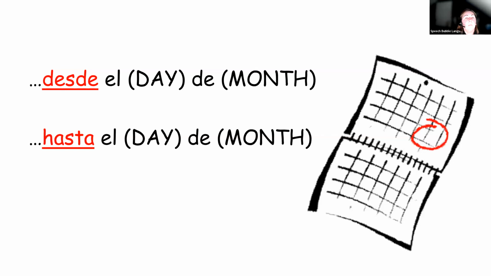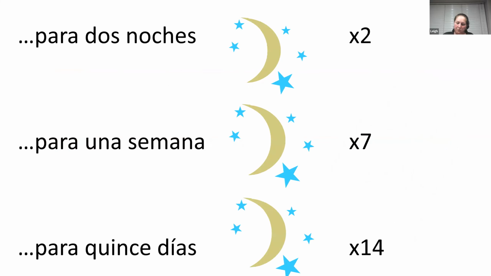You could say para 2 noches, or you could say hasta el día, whatever the day is. Desde el 14 de junio hasta el 15. That would just be one night, or you could just say para una noche, or para 2 noches, dependent on how you want to phrase that. So you could have 2 noches, una semana, or 15 días. You decide how long you're making a reservation for.